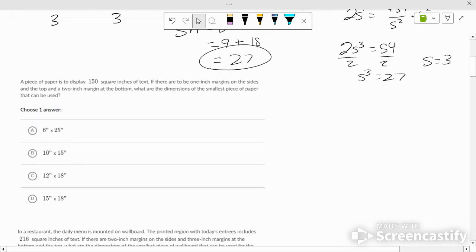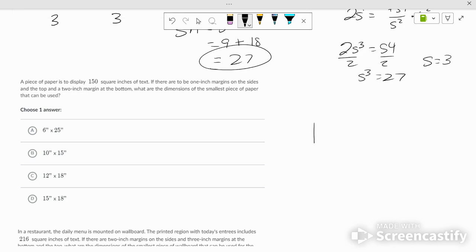A piece of paper is to display 150 square inches of text. If there's a 1-inch margin on each side and a 2-inch margin on the bottom, what are the dimensions of the smallest piece of paper that can be used?